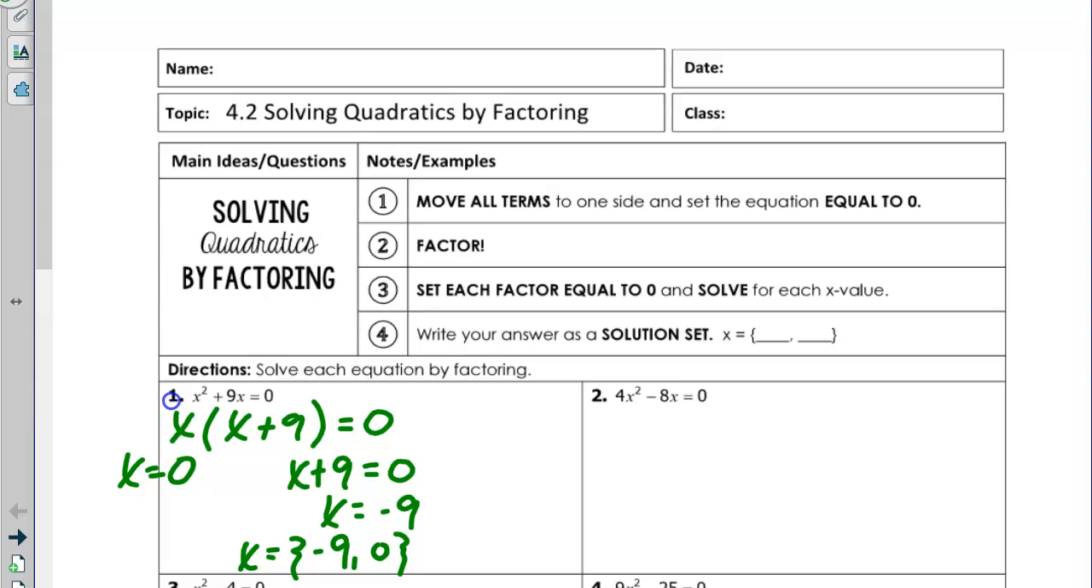So now you guys did the hard work. The easy part is setting each of those factors equal to 0. And the reason this works is that if either of these factors equals 0, that equation is going to equal 0. Okay.